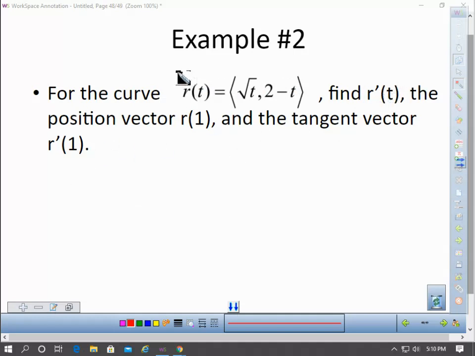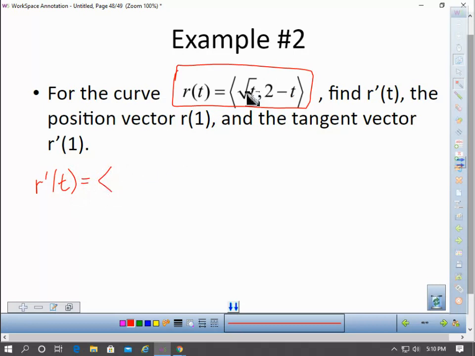All right, so I'm told that this is r of t. So let's find r prime of t. So r prime of t is going to be the vector where I just take the derivative of this. The derivative of this is t to the 1/2, so that's going to be 1/2 t to the negative 1/2, taking its derivative. And then the derivative of 2 minus t is negative 1.